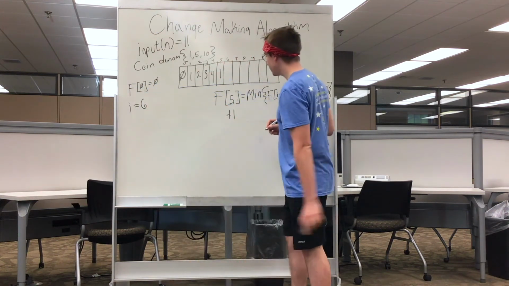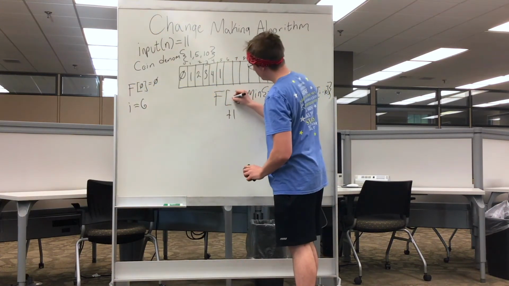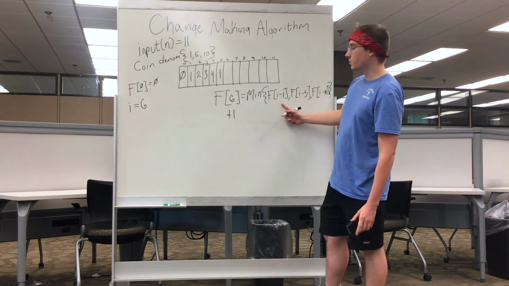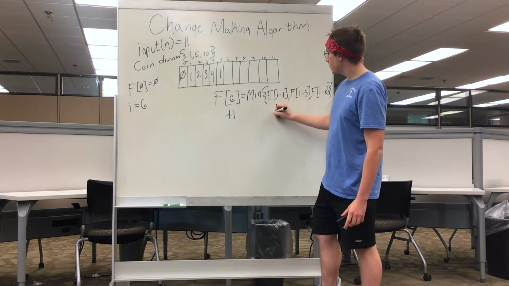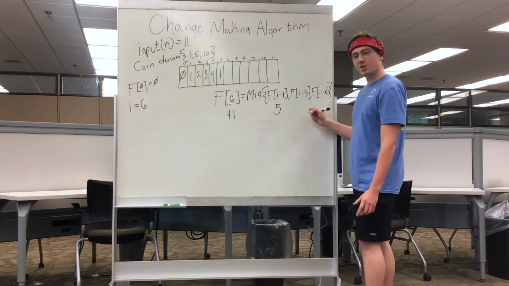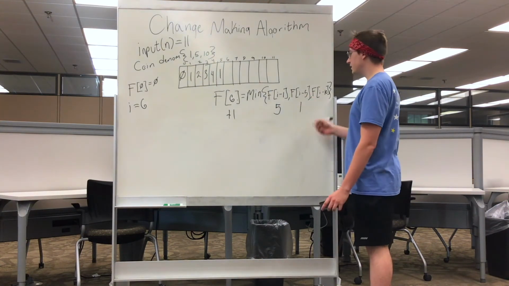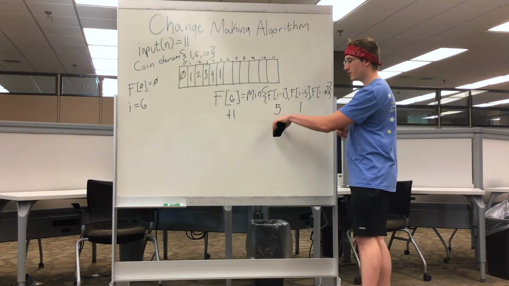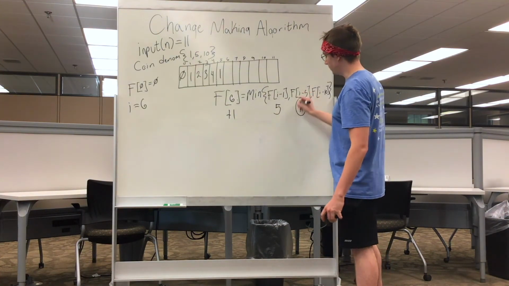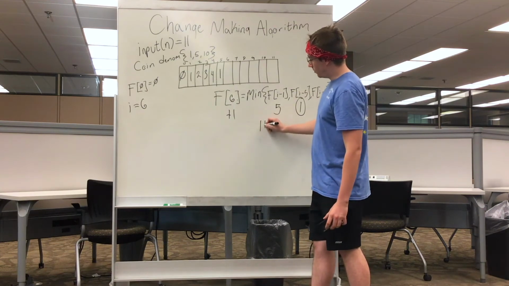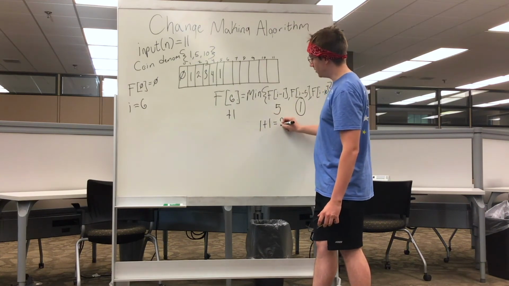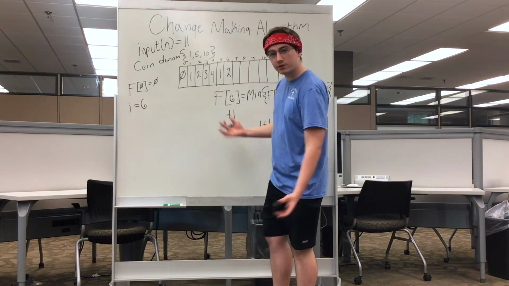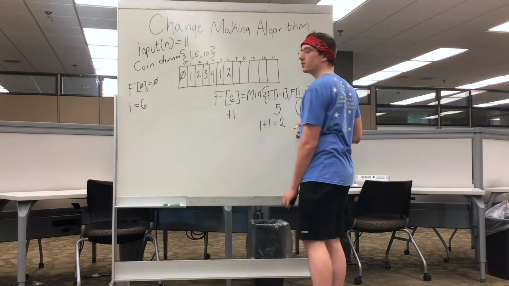I is equal to 6. F of 6 is the minimum. 6 minus 1 is 5. 6 minus 5 is 1. 6 minus 10 is negative 4, so we won't use that. The minimum value out of these two is going to be 1. So we'll choose 1. And then 1 plus 1 is going to be equal to 2. So we'll put 2 here. 5 plus 1 is 6. So 5 and 1 are the coin denominations.